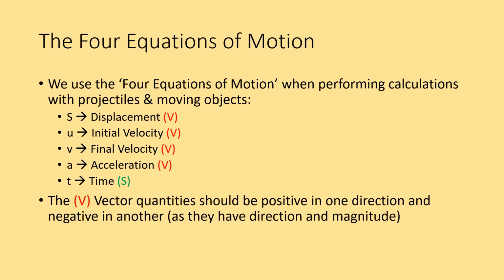The vector quantities are always positive in one direction and negative in the other. This gives them direction and magnitude. We are going to look at two-dimensional problems, and we're going to resolve forces and resolve velocity vector problems, but we need to know what direction they are going in. So we arbitrarily assign one as positive and one as negative.